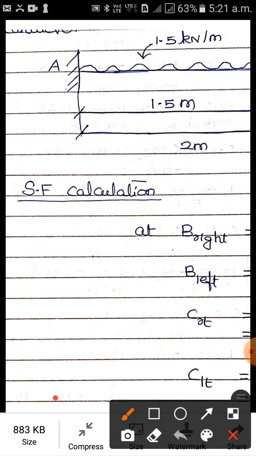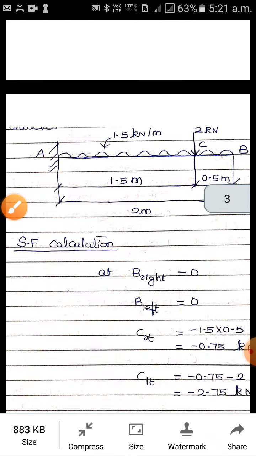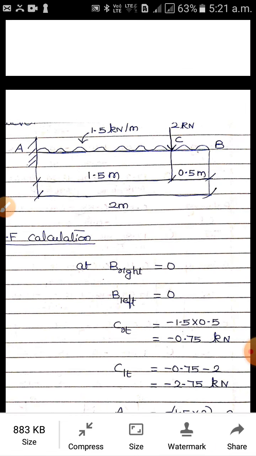So let me reduce it. Sorry. Okay. You get the complete picture of the beam.